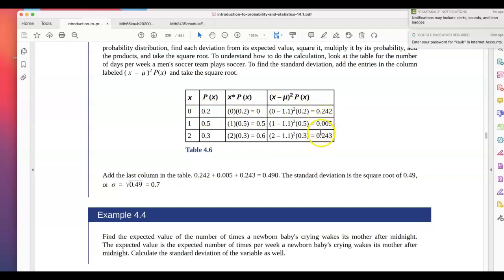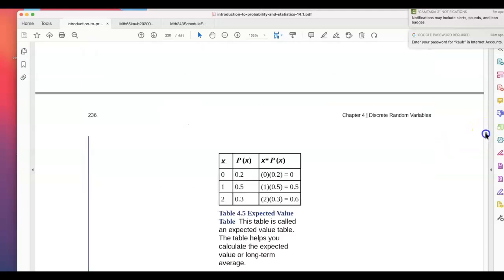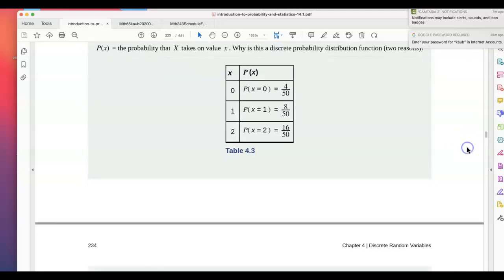You take that value 3 times for the different x's and the different p of x's. You put those in, you get 3 numbers, you add those up, and you take their square root, and you get the answer for the standard deviation. Okay, so that's an example of how to do that without a calculator.